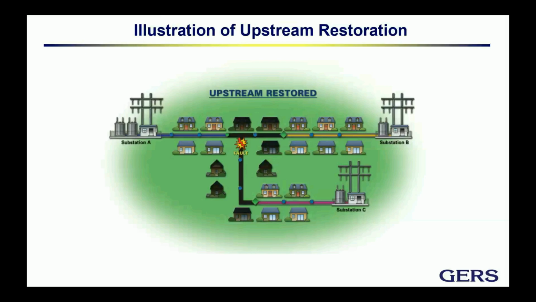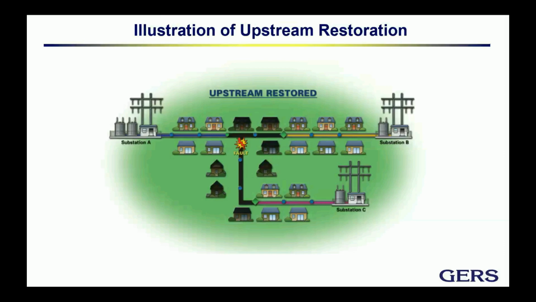Of course, where the fault is, we cannot do anything. But in this case here at the bottom, we open this switch here, then we can transfer these loads, these 2 segments here, to substation C, provided that the feeder of substation C has enough capacity, and also if the relay setting is good enough to allow that transfer.